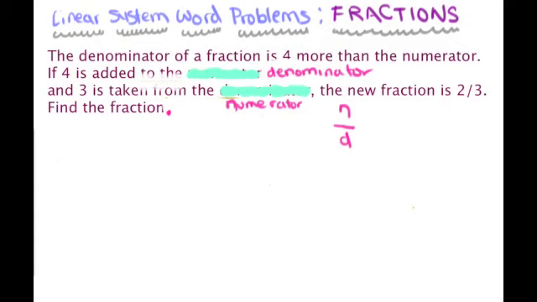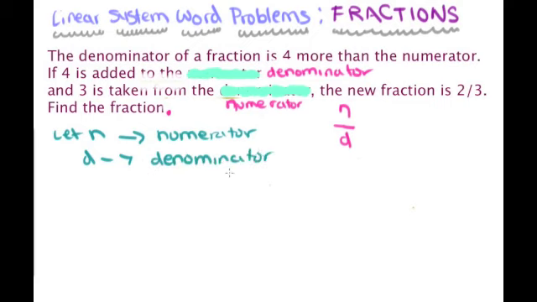So let's assign two variables, because it's a system. Let n represent the numerator and d represent the denominator. So if we assign n for the numerator and d for the denominator, the fraction would be n over d, because you have the numerator on the top and the denominator on the bottom. So now we translate the sentences.